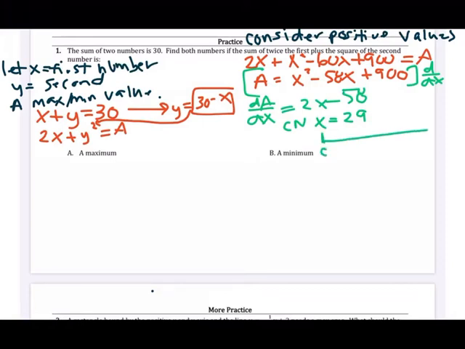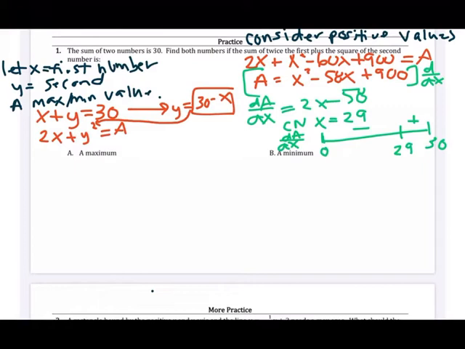Since x has to be positive, the lowest it could ever be is 0, the highest it could ever be is 30, and the only critical value that we found is 29. So this is my dA/dx number line here. If I plug in something like 1, I'm going to get a negative number. If I plug in something between 29 and 30, I'm going to get a positive number.